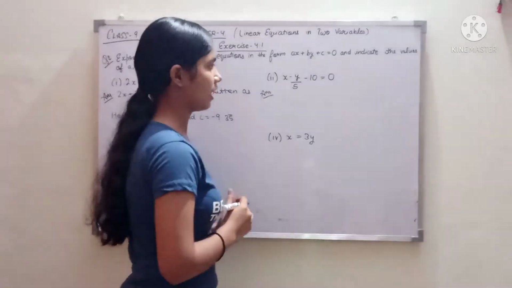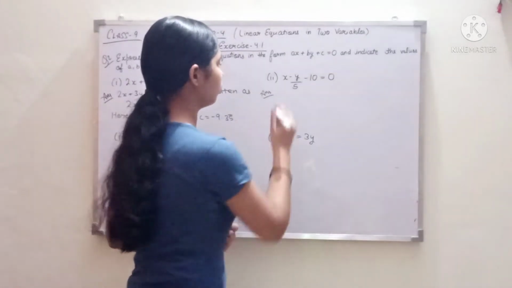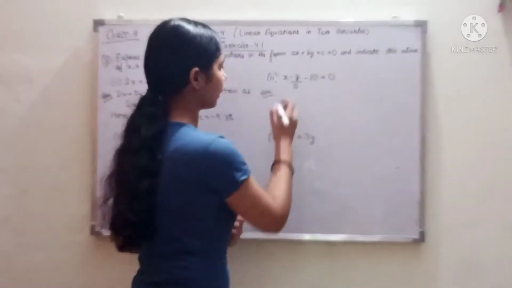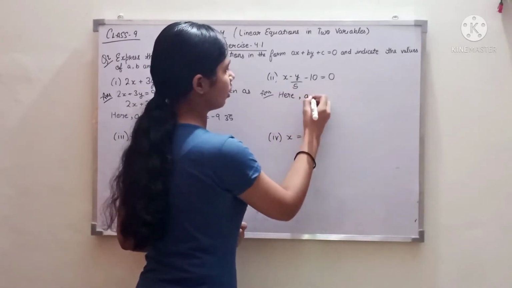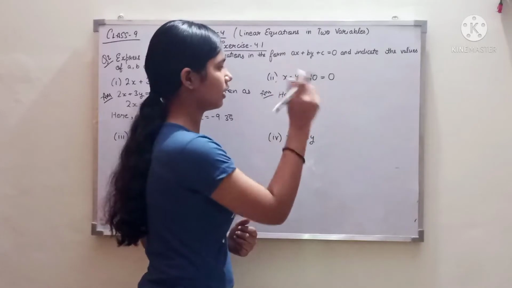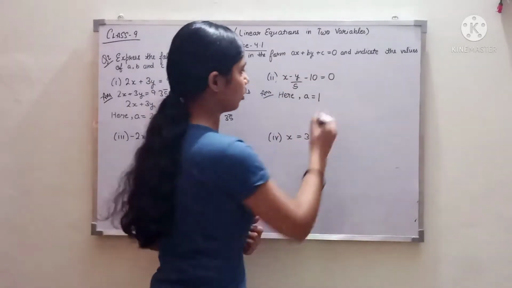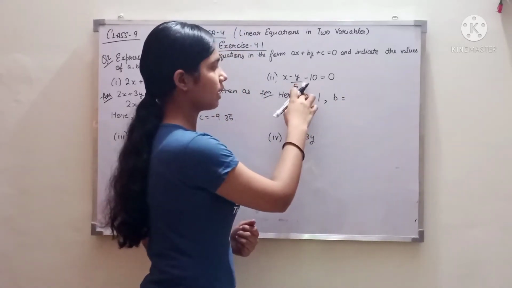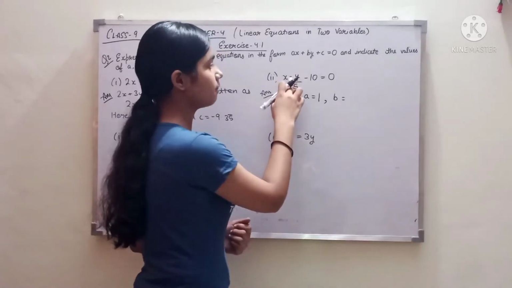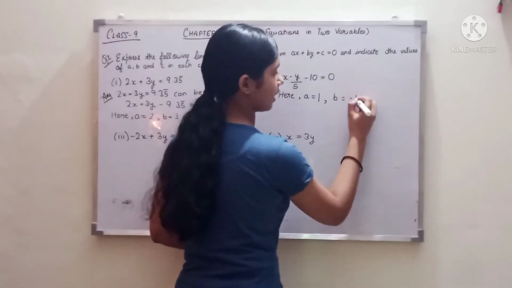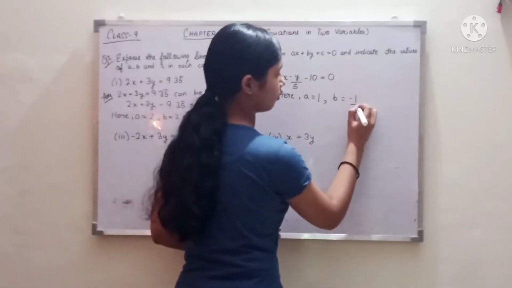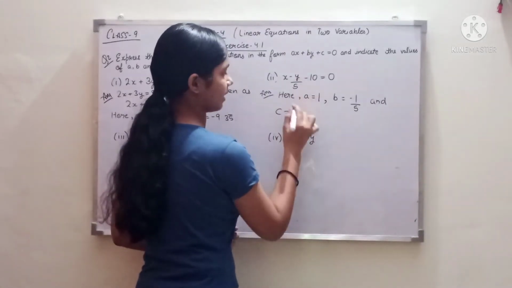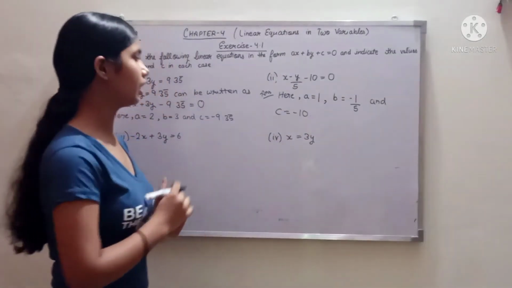Now coming to the second part. x minus y upon 5 minus 10 is equal to 0. So it is as it is written in this form. Here a is equal to, a is not multiplied by anybody, so it is multiplied by 1. b is equal to, y is not multiplied by anybody, we cannot say it because y is in minus, so it is multiplied by minus 1 upon 5. And c is equal to minus 10.